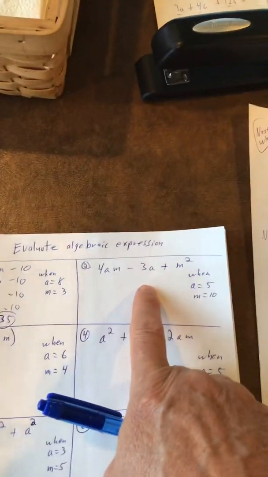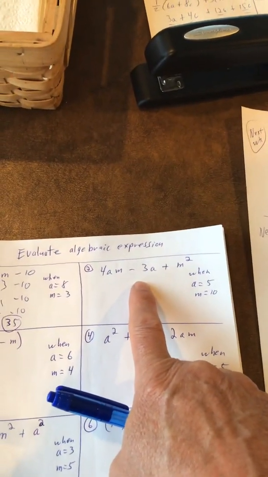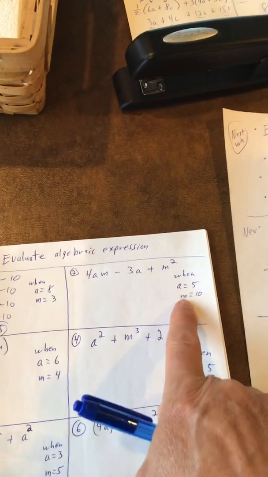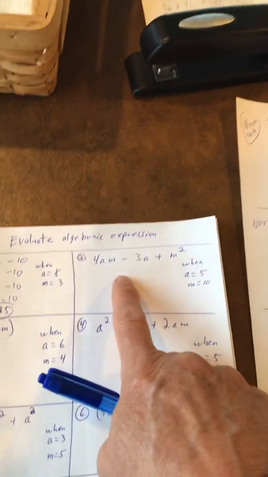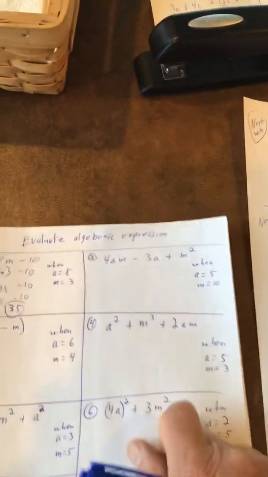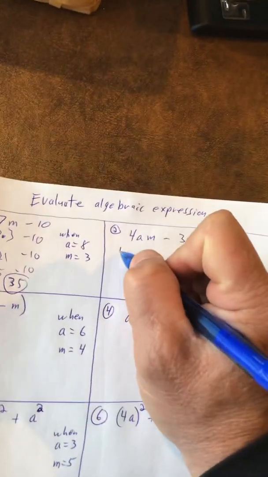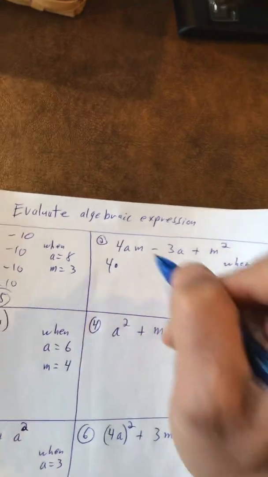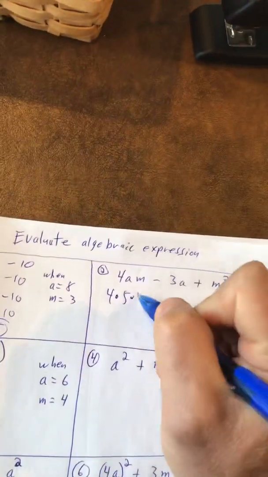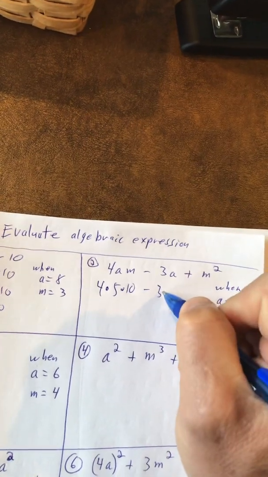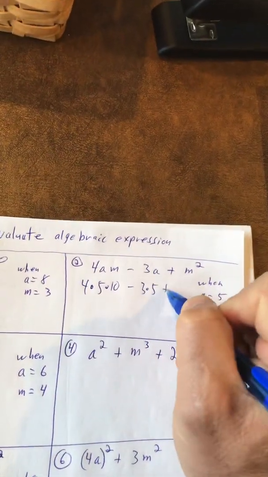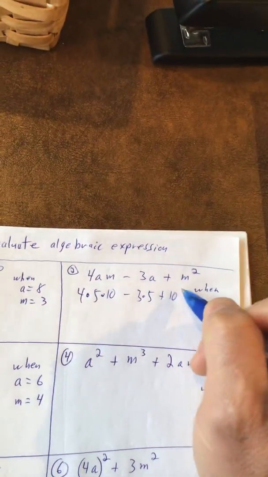So here's an algebraic expression. And here are your values for your variables. So hit pause, go ahead and copy, and hit pause and go. I'm going to get started here. This is 4 times 5 times 10 minus 3 times 5 plus 10 squared.